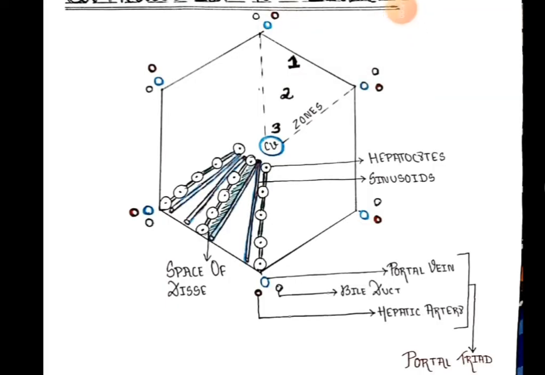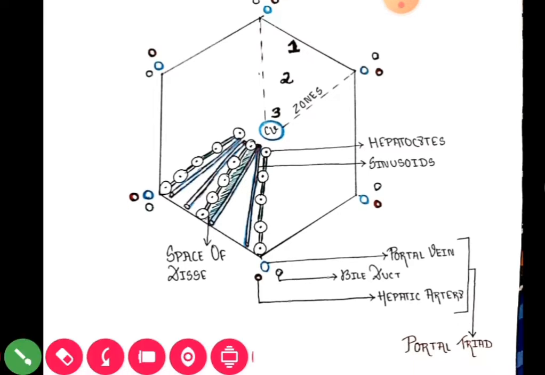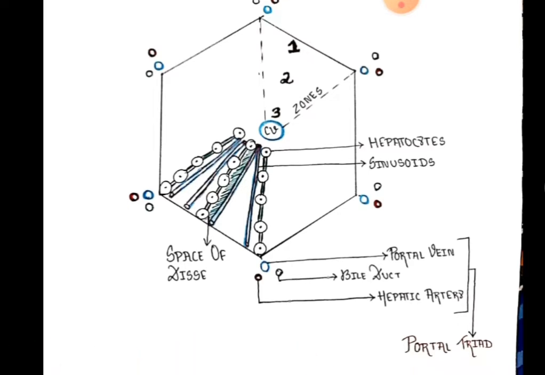So starting with the introduction part, the liver consists of hepatic lobules. What are these lobules? These lobules are hexagonal plates like this. So these are hexagonal plates. Now the cells within the liver are known as the hepatocytes. These are the hepatocytes represented here.